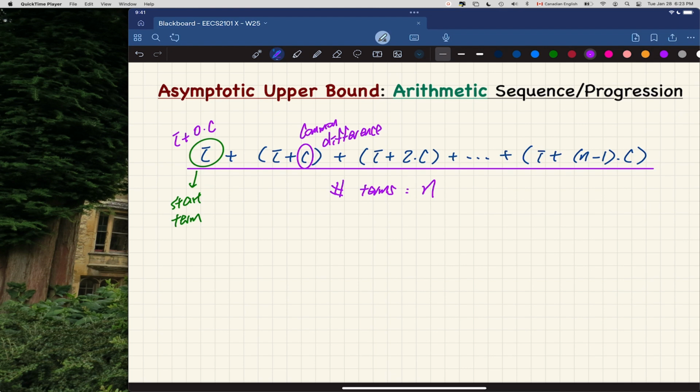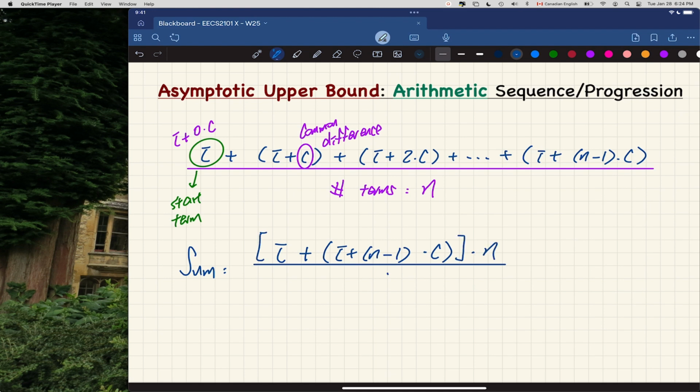All right? So now the formula for the sum is going to be the following. You're going to sum up the beginning and the end term, so i over here plus i plus n minus 1 times c, and then multiply by the number of terms divided by 2. I'm going to draw you some connection here. This one here is the beginning term. This one over here is the end term. And also, what we just figured out over here, n is the number of terms, divided by 2.